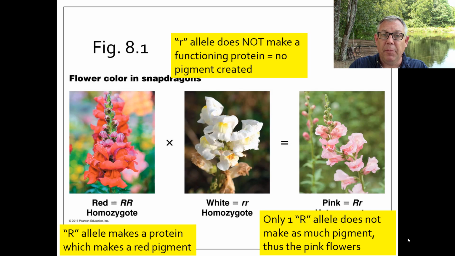And so you see how we're tying the molecular genetics to the Mendelian genetics. But if you cross those together, and now you've got a plant that's got one big R allele and one small R allele, so a heterozygous plant, the big R allele produces a protein that produces a red pigment. The small R allele does not produce a protein that functions, so it doesn't produce any pigment. So you're producing pigment, but you're not producing as much as if you had two of the big R alleles. And so you only produce some pigment, and so your flowers are only tinged with a little bit of red, and they end up being pink.